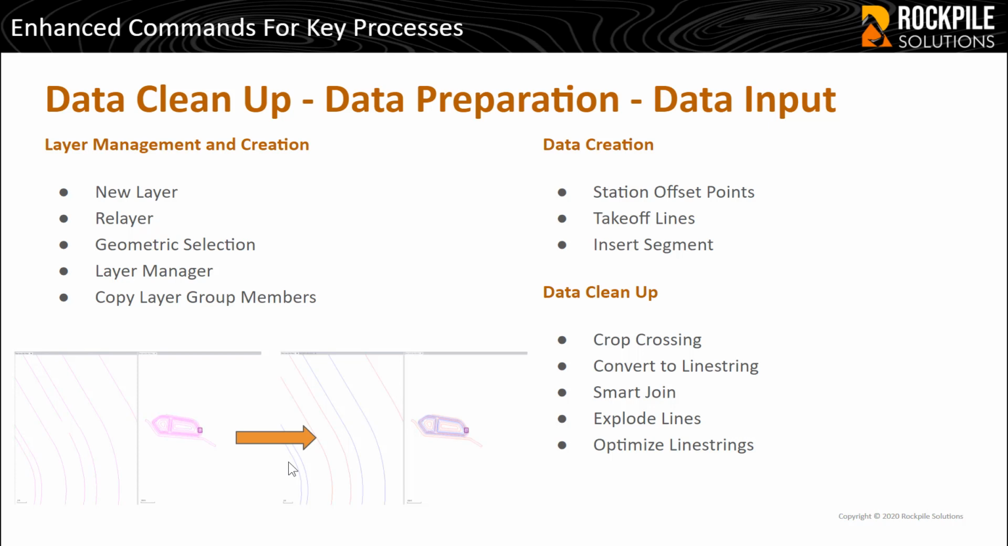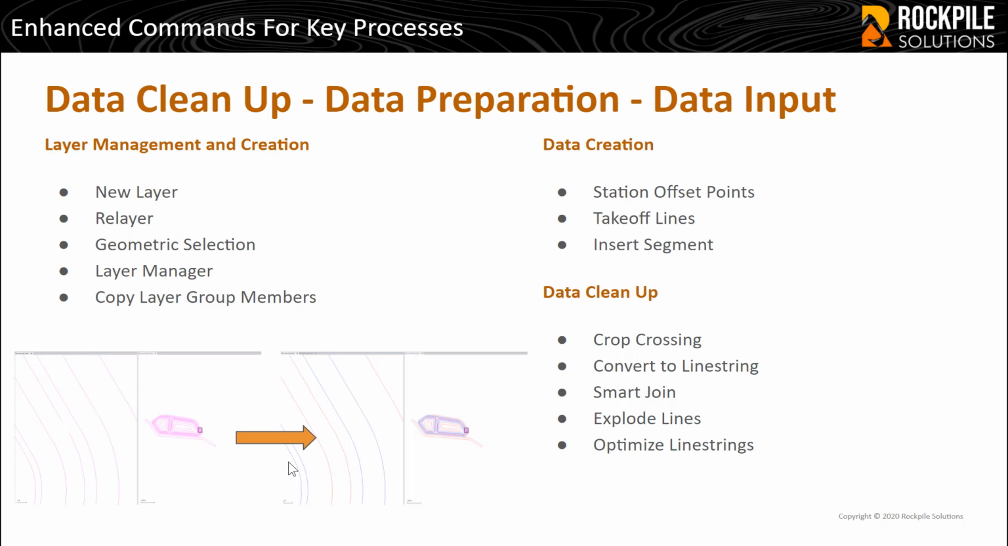The relayer command allows us to simply select the target set of layer lists, and then we can select objects graphically, and we can just double click on a layer to relayer the information. It allows us to move data around within the project onto different layers extremely quickly.